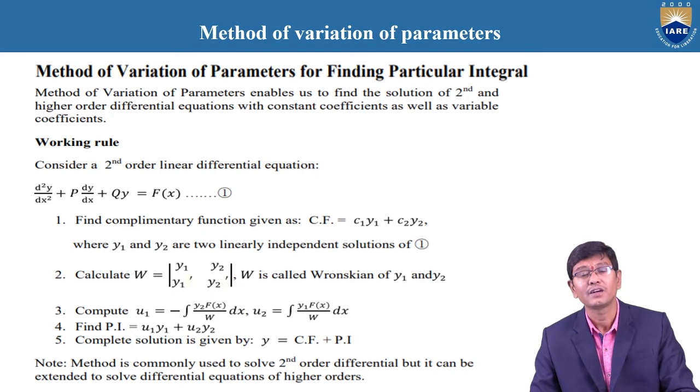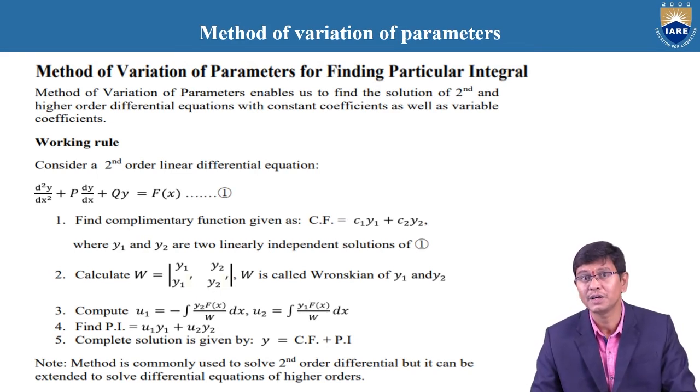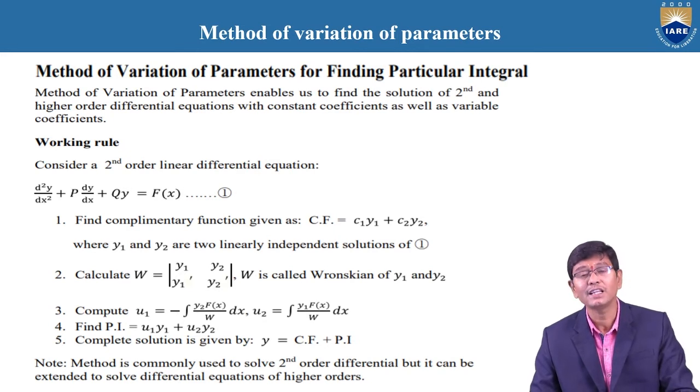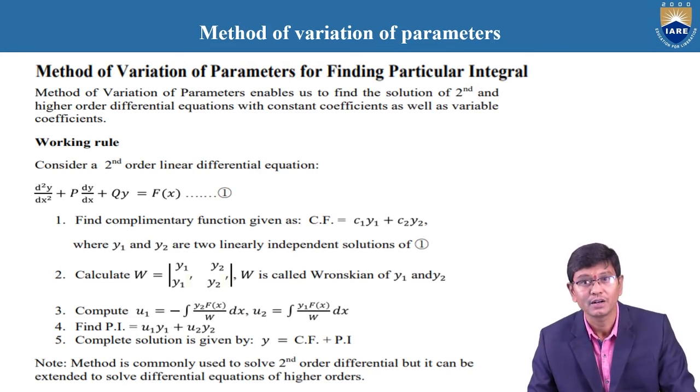After finding u1 and u2, we find the particular integral, which is u1 into y1 plus u2 into y2. After getting the particular integral, the complete solution of the given differential equation is the complementary function plus the particular integral, that is y is equal to CF plus PI. The method is commonly used for second order differential equations. It can be extended to solve differential equations of higher order also.